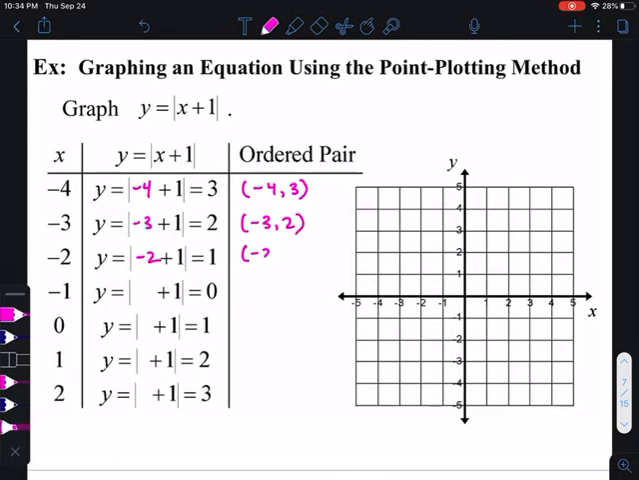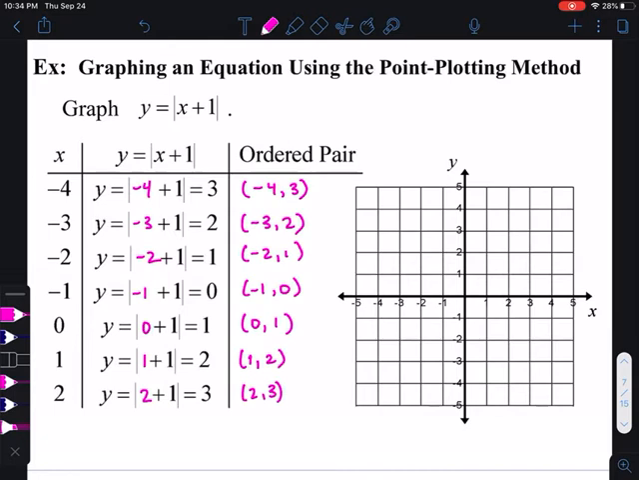We end up with a +1. We plug in a -1. We end up with a 0. We plug in a 0. 0 plus 1 is 1. Absolute value gives us 1. We plug in 1. 1 plus 1 is 2. Absolute value is 2. And we plug in 2. 2 plus 1 is 3. Absolute value is 3.